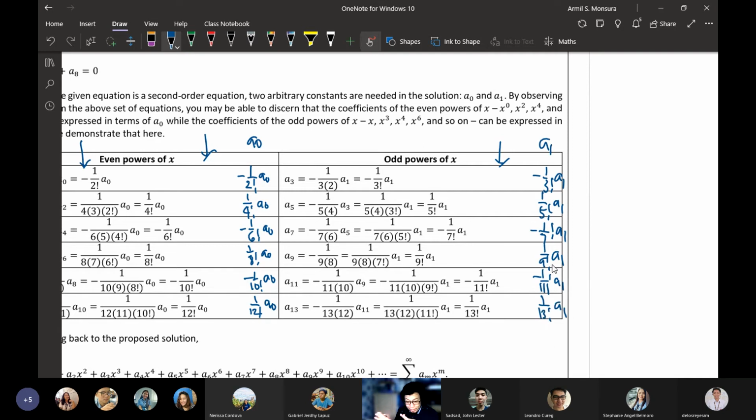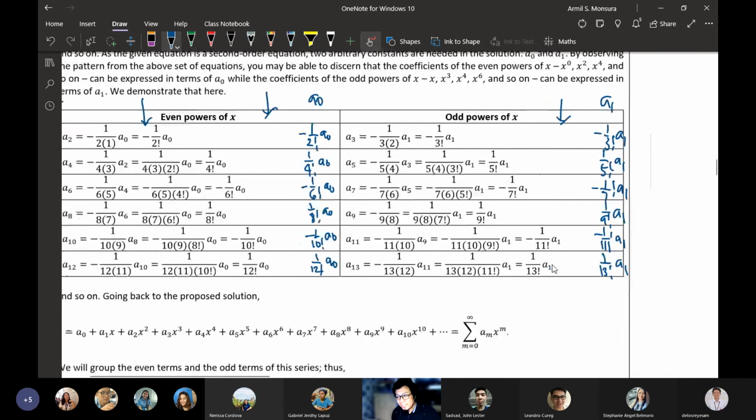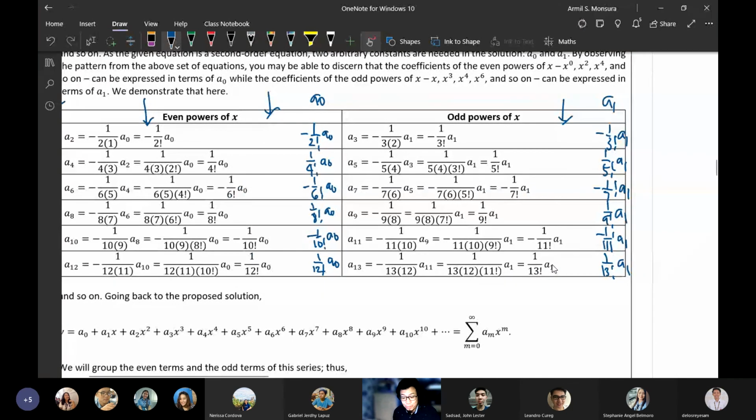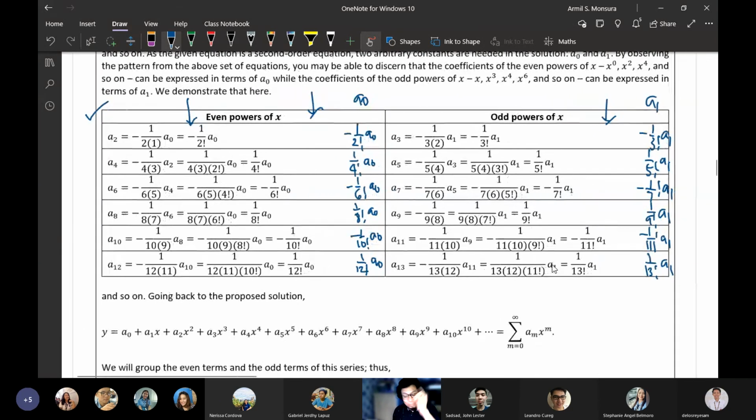So medyo nakikita niyo naman na meron talagang pattern na mag-e-exist, di ba? Tama ba? Malinis naman yung pattern eh. Hindi lang sabog-sabog yung mga numbers. Mas mahirap to kapag medyo sabog yung numbers. Okay? Medyo malaking good luck talaga sa ating lahat pagka medyo sabog yung numbers. Pero in this case, hindi naman sabog yung numbers eh. So, malinis naman siya tingnan. Okay? Pero yun pa rin yung skill na dapat i-develop niyo, yung pagtingin ng pattern.